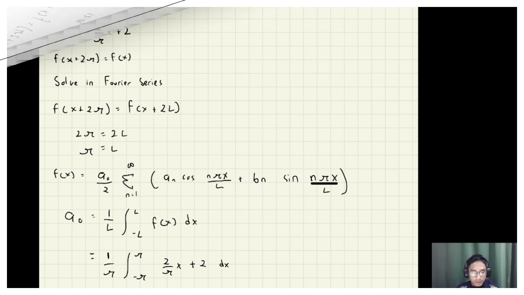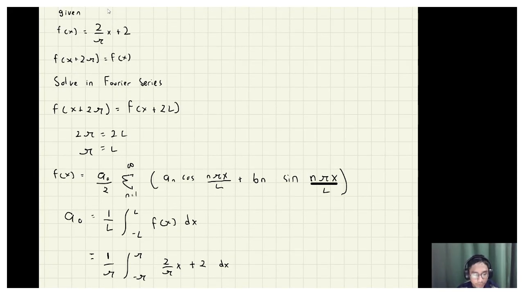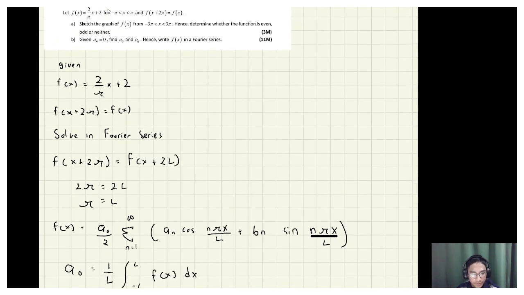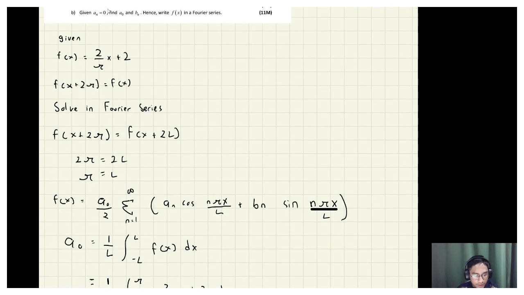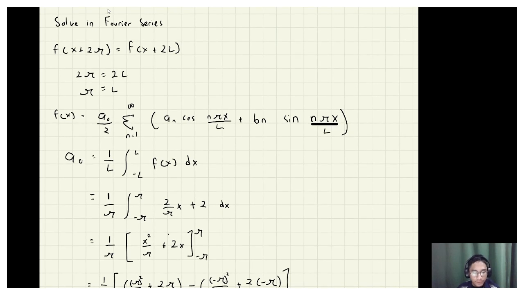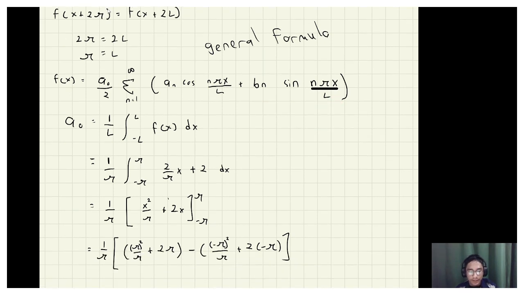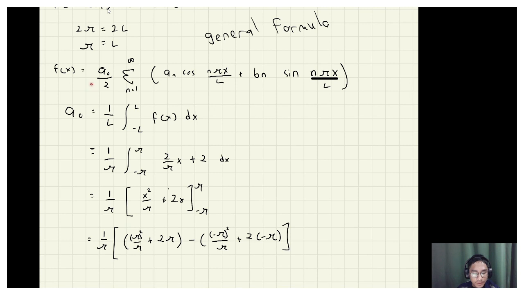So first, we must find the value of L. To find the value of L, we use this formula, which is f(x plus 2L), and we compare it with the given in the question, which is f(x plus 2 pi). So when we compare, we get L is equal to pi. To find f(x), we use the general formula for Fourier series, which is A0 over 2 plus the summation of An cos(n pi x over L) plus Bn sin(n pi x over L). So first we must find the Fourier coefficient A0.